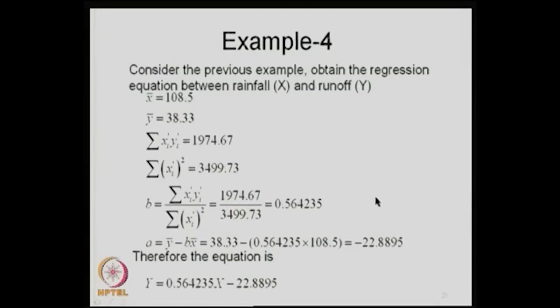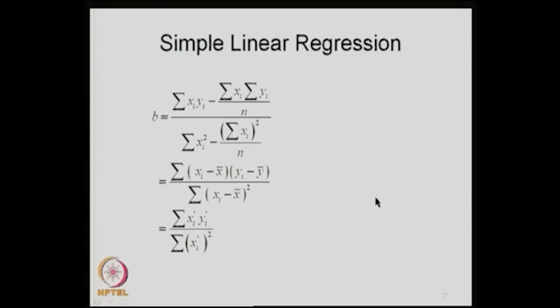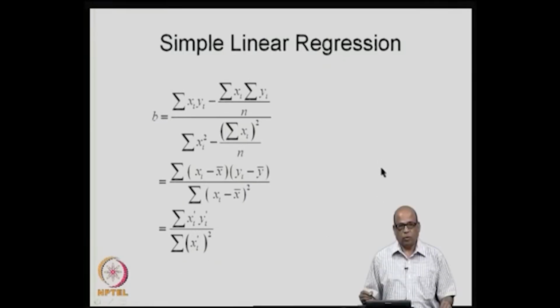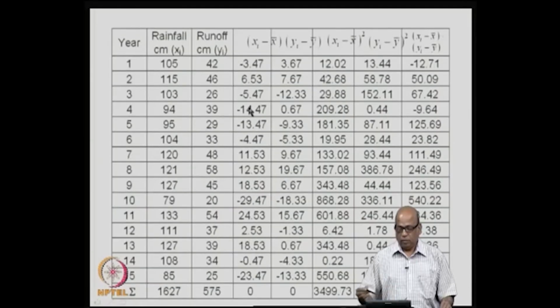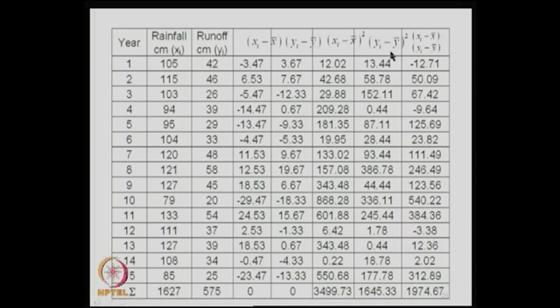We will revisit the example that we just did, in which we calculated the covariance and the correlation coefficient. We will take the same example, because all the columns are available now with us. So, we obtained x bar is equal to 108.5 and y bar is equal to 38.33. Look at these columns here. You have x I minus x bar into y I minus y bar. You have also x I minus x bar.